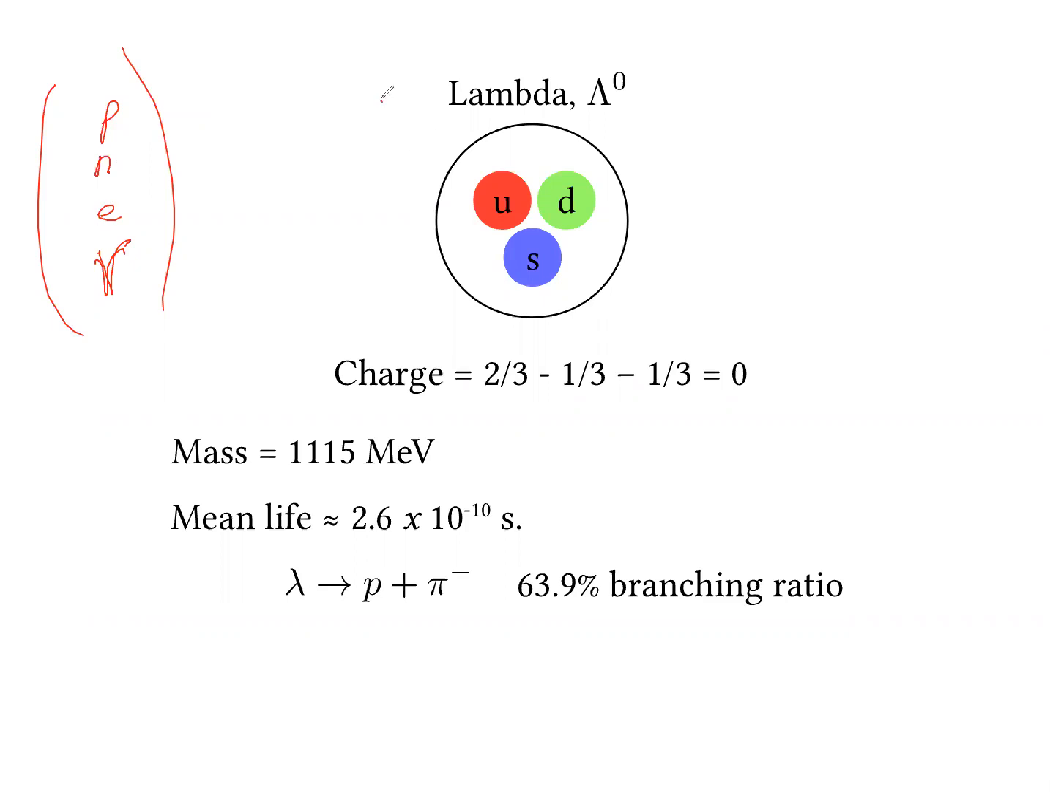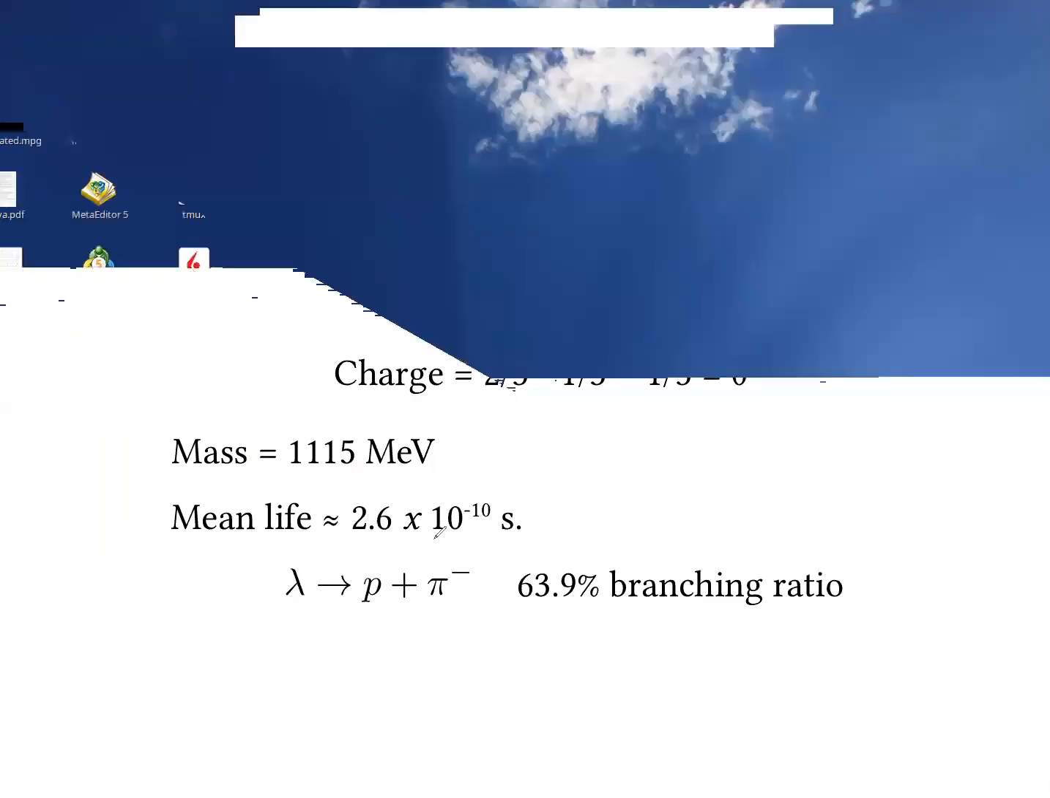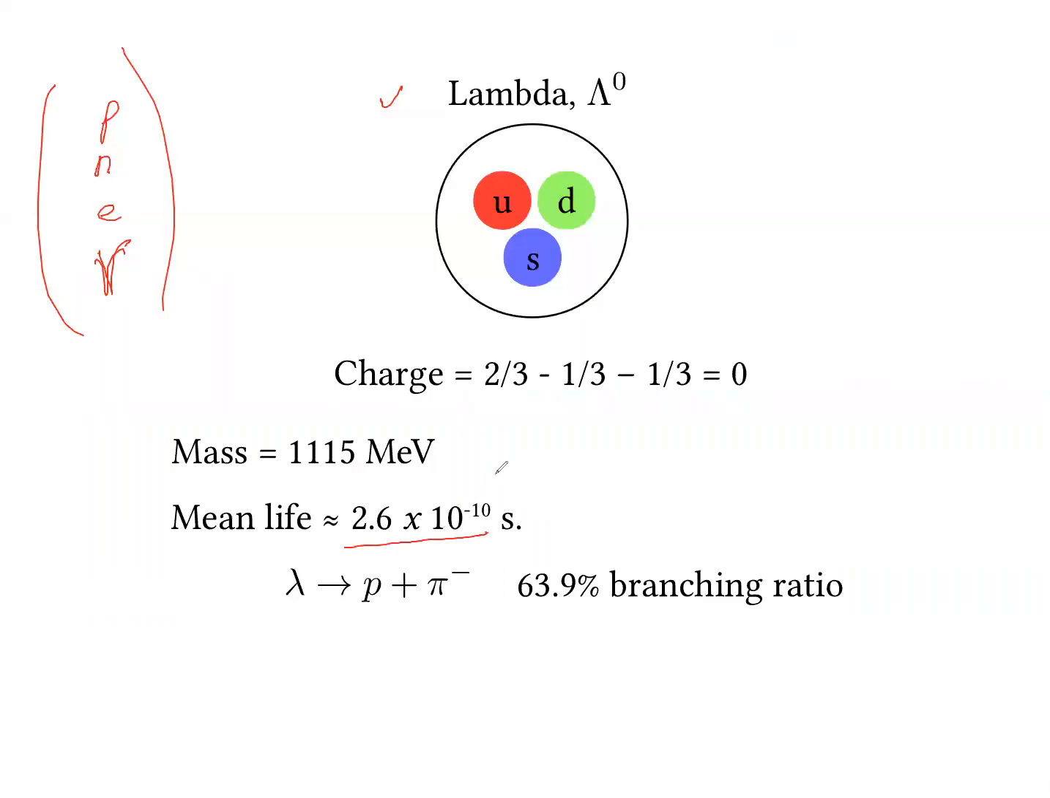The mean life of this lambda is 2.6 times 10 to the power minus 10 seconds. That means it is produced and decays to other particles within this time. One of the decays is lambda to proton and pi minus. Within this amount of time, it breaks into proton and pi minus, and the pi minus again breaks into other particles.